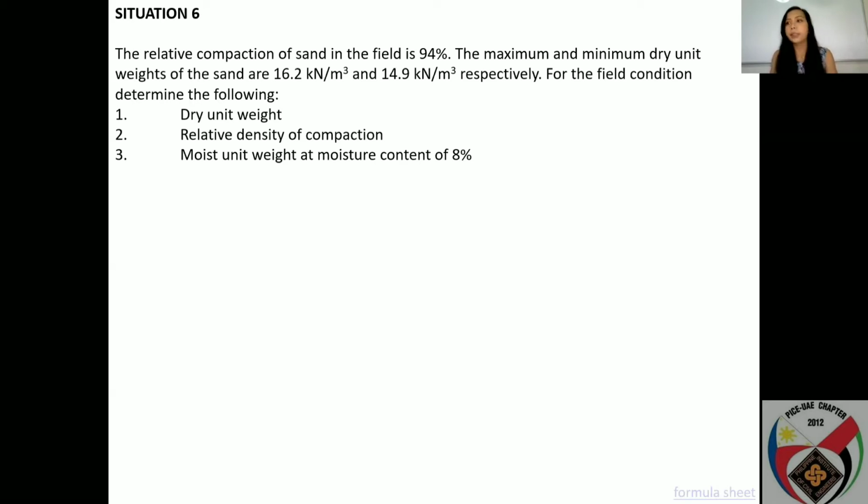Number 1, dry unit weight of sand. Kung ano man siya dun sa ating formula sheet, check natin mamaya. Pero ano pa yung ibinigay? Dry unit weight na maximum and minimum. So I have 16.2 and 14.9. Obviously, yung mas mataas, yun yung maximum dry unit weight. Yung mas mababa, yun yung minimum. Ang hinihingi sa akin ay dry unit weight lang. Hindi gamma D min, hindi gamma D max, kundi yung dry unit weight lang. Balik tayo sa formula sheet.